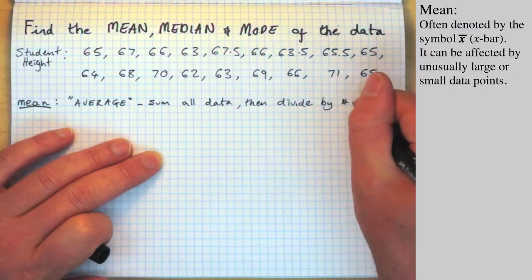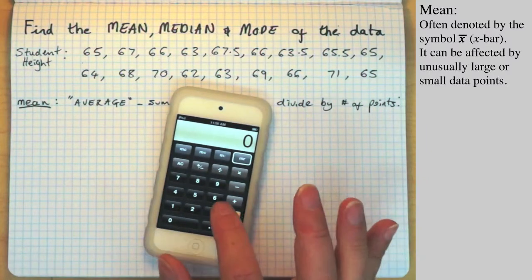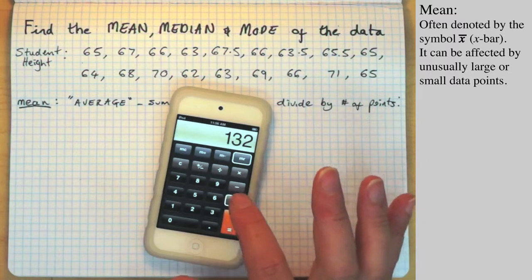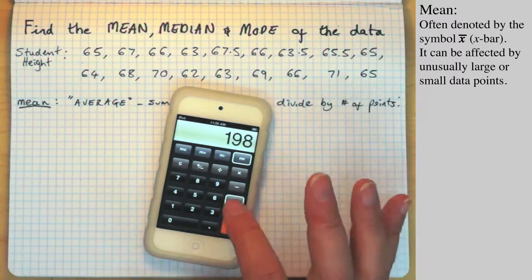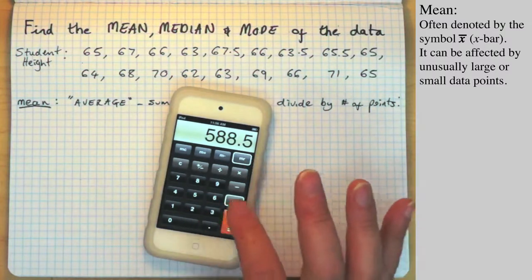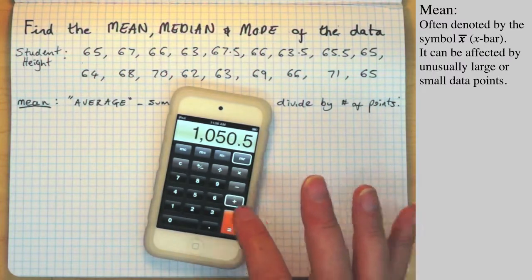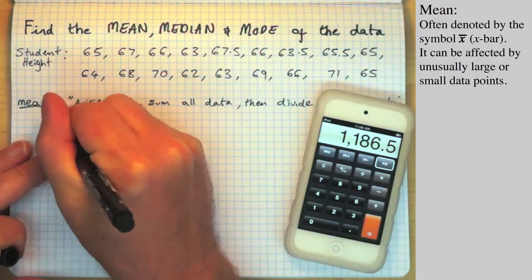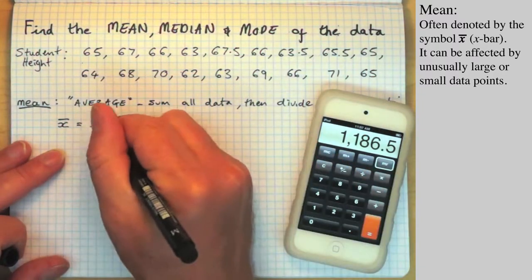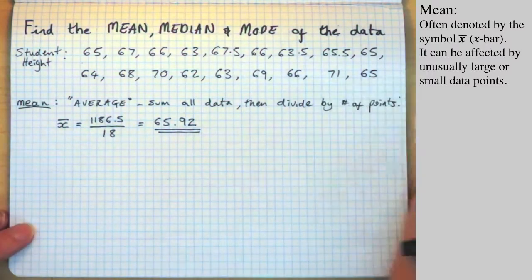The mean is a very simple concept to understand, but the mean can be thrown off quite dramatically by a few rogue data points that lie a long way from the rest of them. To find the mean of these 18 data points, we're going to add them all together. Take your time, make sure you do it correctly. And then, when we have the sum, we're going to divide that by the number of data points. In this case, we're going to divide by 18. And there's our mean there.